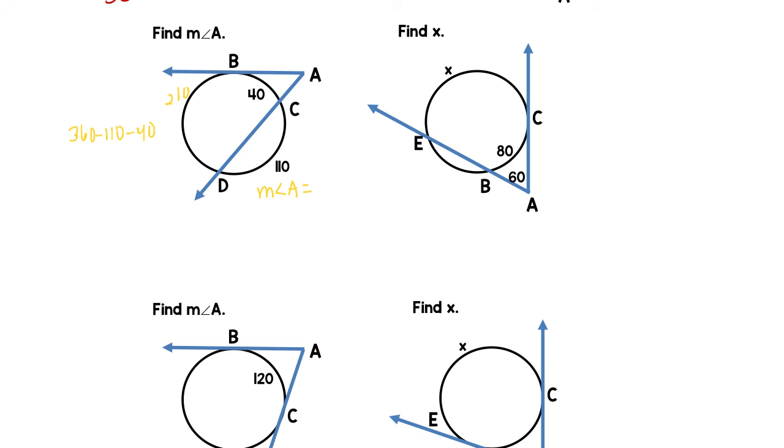So now we know angle A is 1/2 the outer arc, 210, minus the inner arc, 40. So angle A is 1/2 of 170. That means angle A is 85.